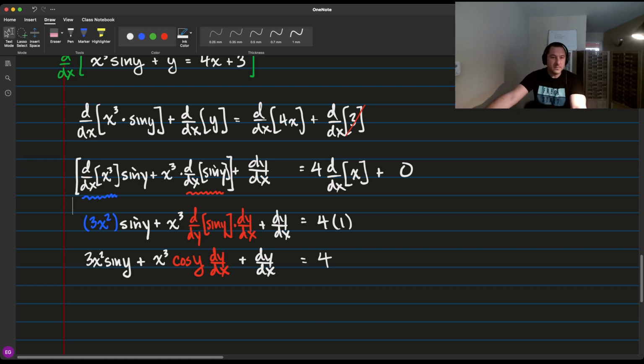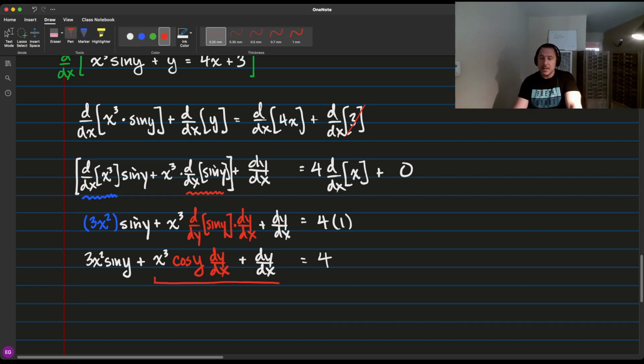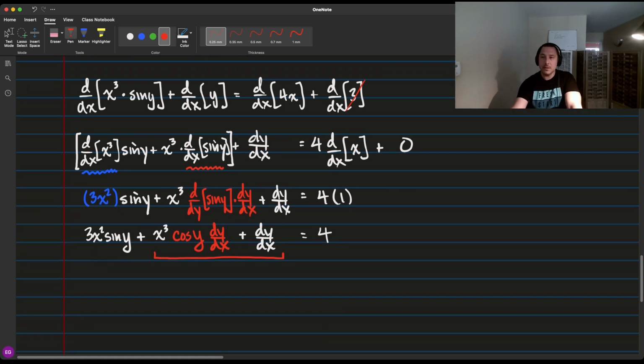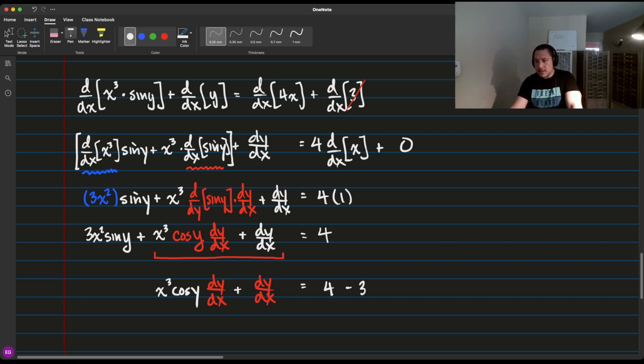Okay. So now that I've taken all my derivatives, I need to isolate the dy dx's on one side. So notice these two terms right here have dy dx's. They're going to stay on the left-hand side of the equation. I'm going to subtract 3x squared sine y from both sides. So I'm going to have x cubed cosine y, and then I'm going to leave the dy dx in red. dy dx plus dy dx equals 4 minus 3x squared sine y.